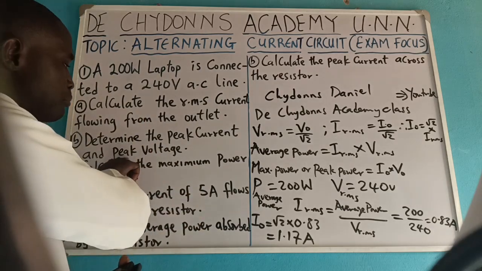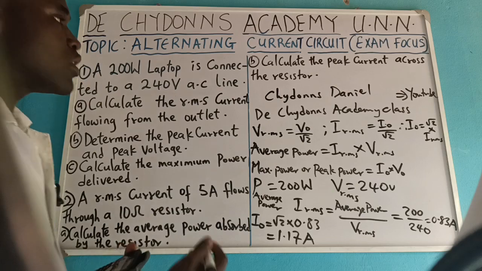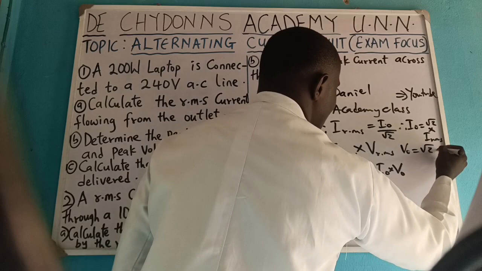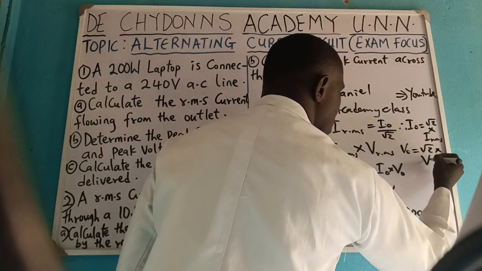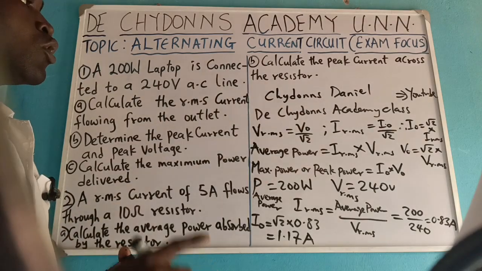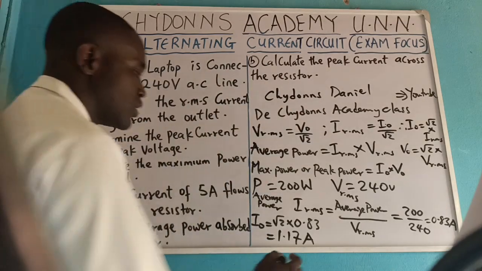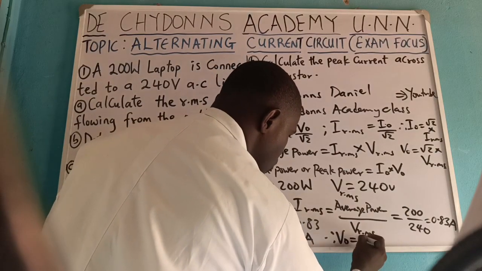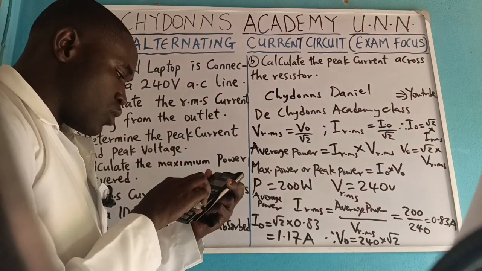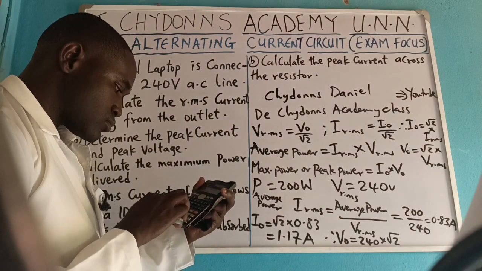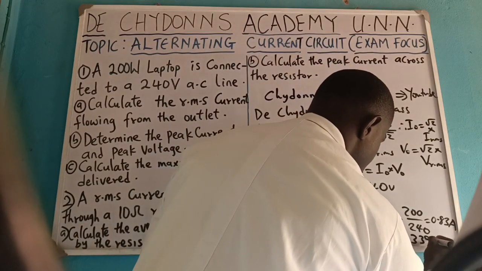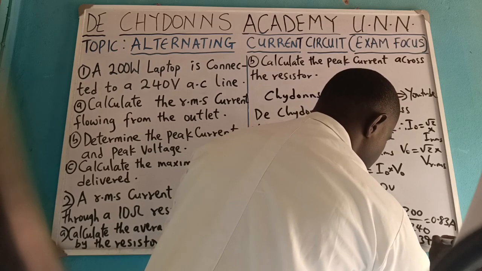Oh, we still remain with peak voltage. How do we solve peak voltage? You say peak voltage equals root 2 times root mean square voltage. What is root mean square voltage? 240. Therefore, V0 equals 240 times root 2. 240 times root 2 will be giving you 339.4 volts.